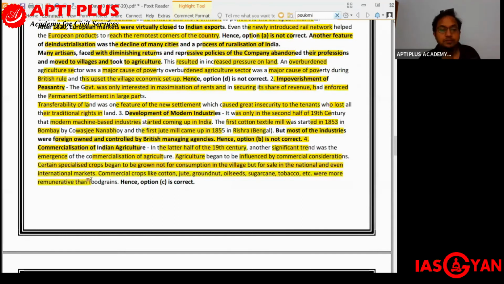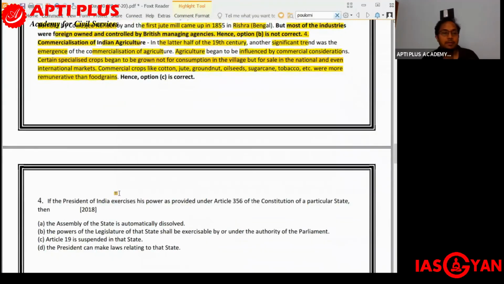You can understand from here that this concept of commercialization of agriculture compelled the farmers to grow only those crops which have a lot of value in the market. So certain specialized crops began to be grown not for consumption in the village but for sale in the national and even the international markets. Commercial crops like cotton, jute, groundnut, oil seeds, sugarcane, tobacco, etc., were more remunerative than food grains. So this is the start of commercialization of Indian agriculture.